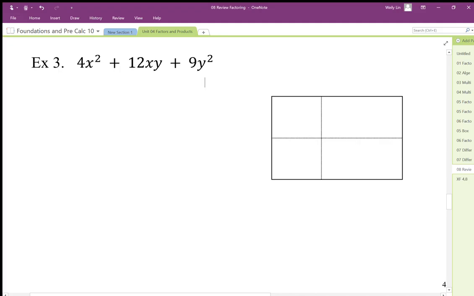And if we put this into our area, 4x squared, 9y squared, these terms are going to be x's. I have x's here, y's here to get the y squared, and we should get xy in here. So it looks pretty consistent. So I'm going to go ahead and just factor it normally.